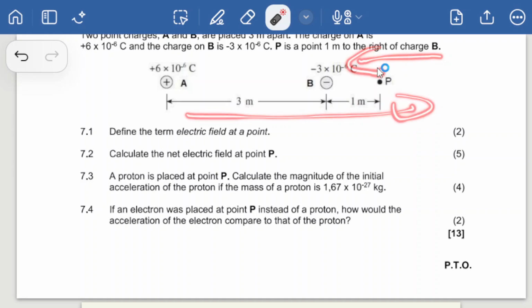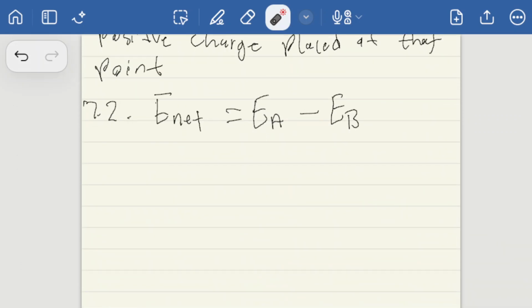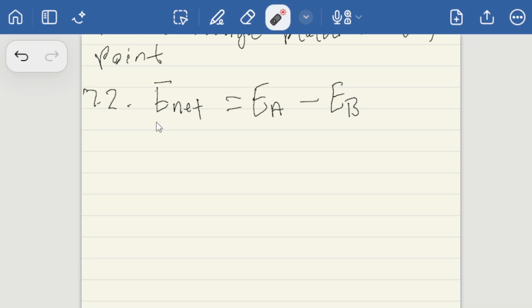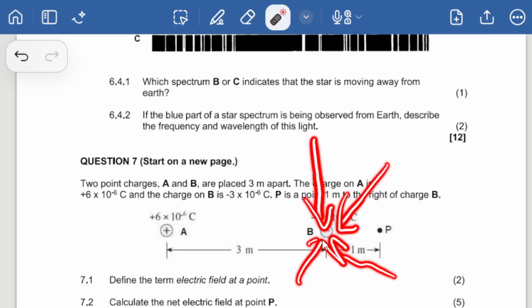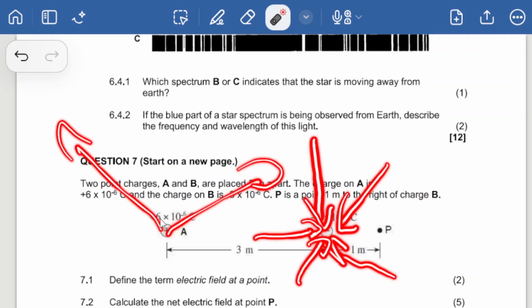Good. So when we write it in an equation format, that's why we are going to say the net electric field. B has the charge like this because it's negative charge, and A, because it's a positive charge, the field lines go like this.